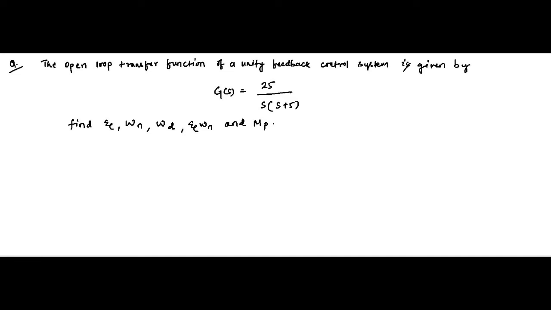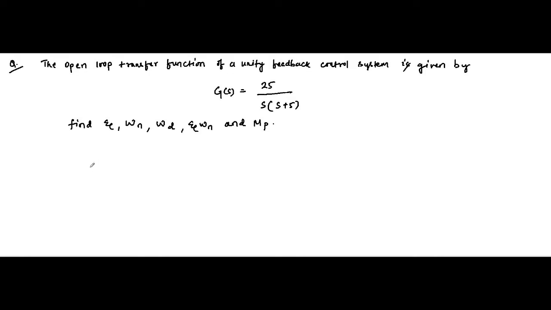So we'll continue our discussion related to time response analysis of control systems. In this video we're going to discuss another question where it has been given that the open loop transfer function of a unity feedback control system is given by this. Here we have to determine the parameters such as damping ratio, undamped natural frequency, damped frequency, damping parameter, and the peak overshoot value.